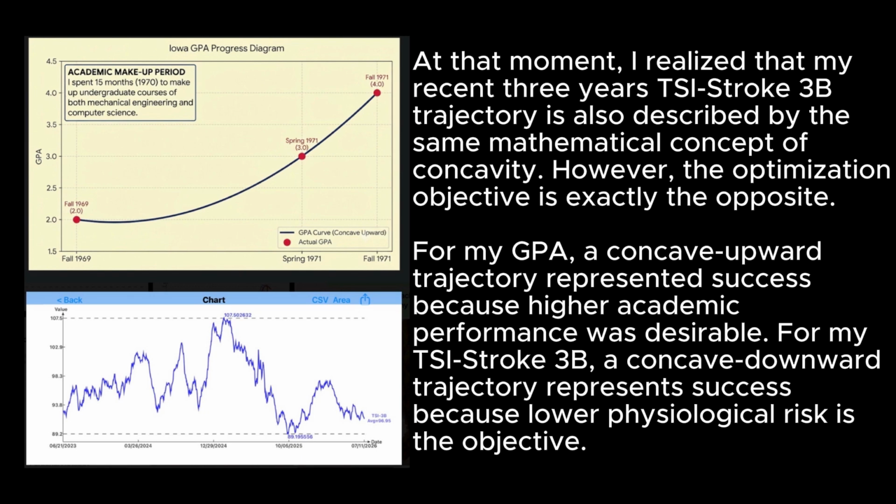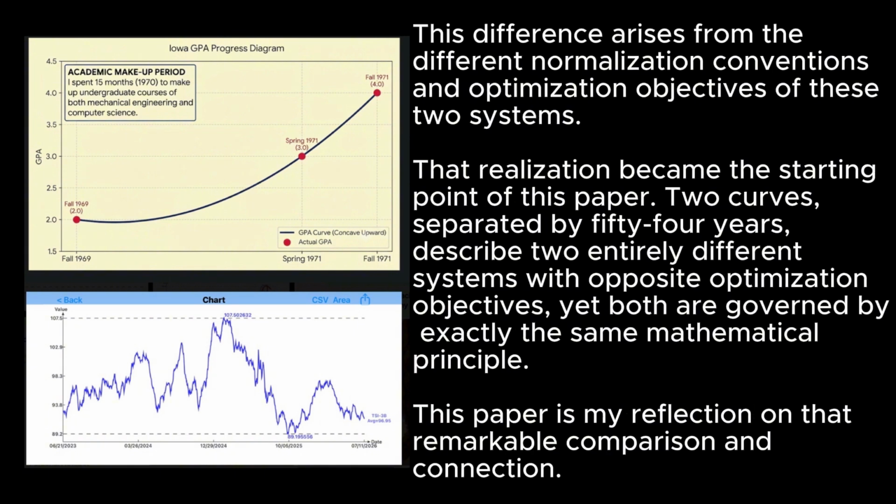For my GPA, a concave upward trajectory represented success because higher academic performance was desirable. For my TSI-Stroke3B, a concave downward trajectory represents success because lower physiological risk is the objective. This difference arises from the different normalization conventions and optimization objectives of these two systems. That realization became the starting point of this paper. Two curves, separated by 54 years, describe two entirely different systems with opposite optimization objectives. Yet both are governed by exactly the same mathematical principle. This paper is my reflection on that remarkable comparison and connection.